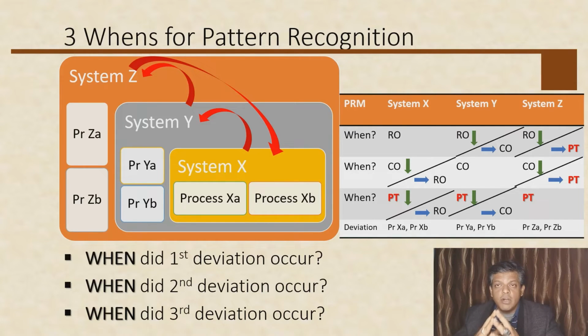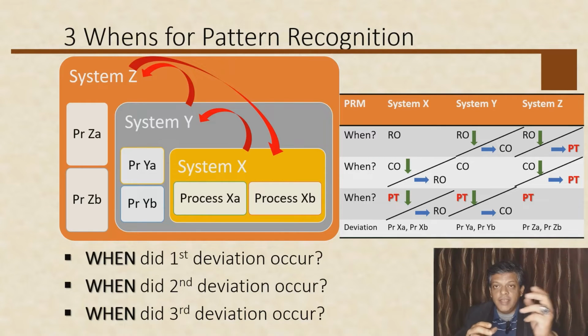Now, how do we go about applying 3 events for identifying a pattern? It's pretty simple. You need to ask when 3 times. The first one would be, when did the first deviation occur? Because when we talk about a pattern or establishing a trend, we're talking about deviation from the norm. Now, when you have established processes and systems, there will be certain parameters and control limits within which all of these items and components need to operate.